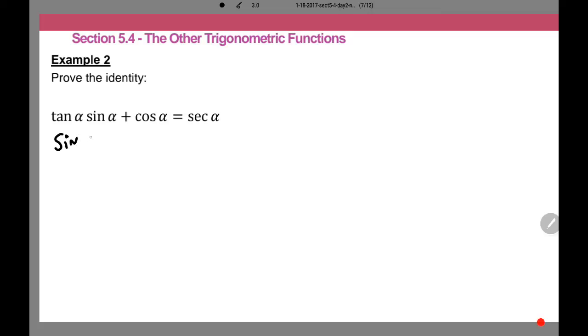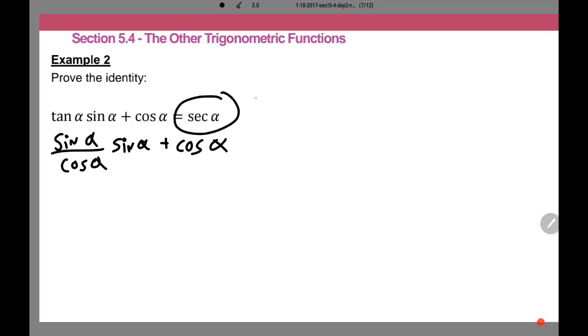So I'm going to change tangent of alpha into sine of alpha over cosine of alpha. And the reason why I'm doing that is because my left-hand side is way more complicated than my right-hand side. So I'm going to ignore that right-hand side for now, and hopefully later on we'll get the answer right down here. Alright, so this is the left-hand side.